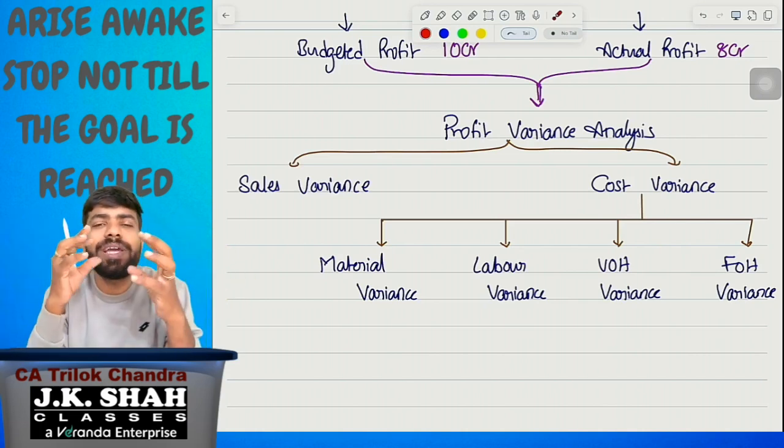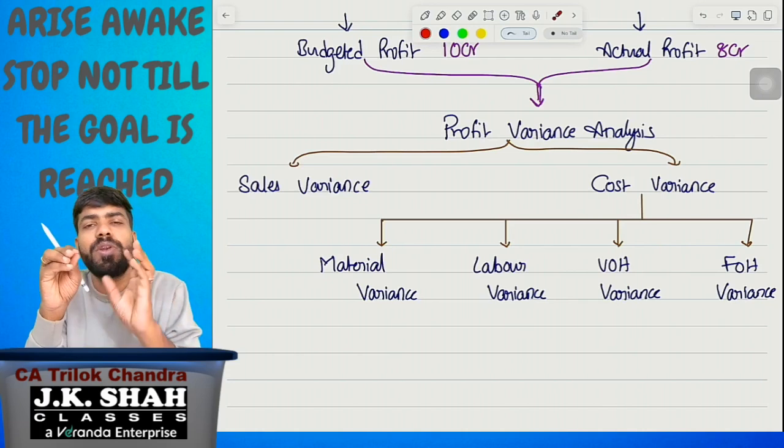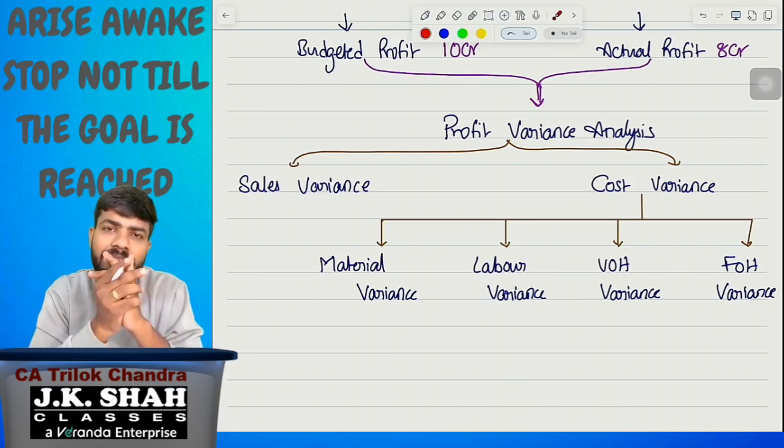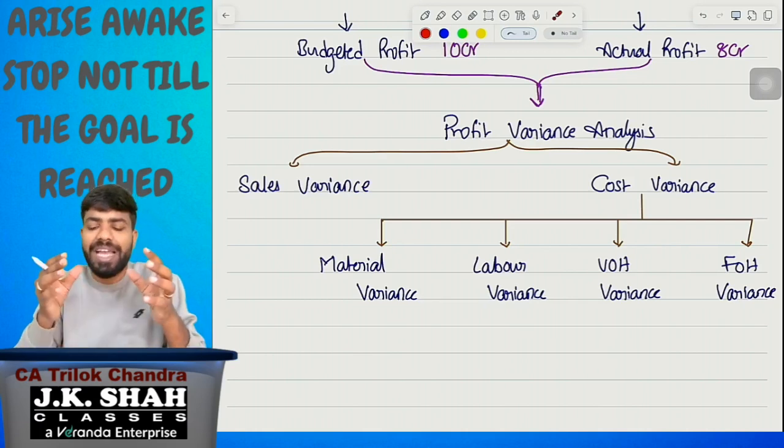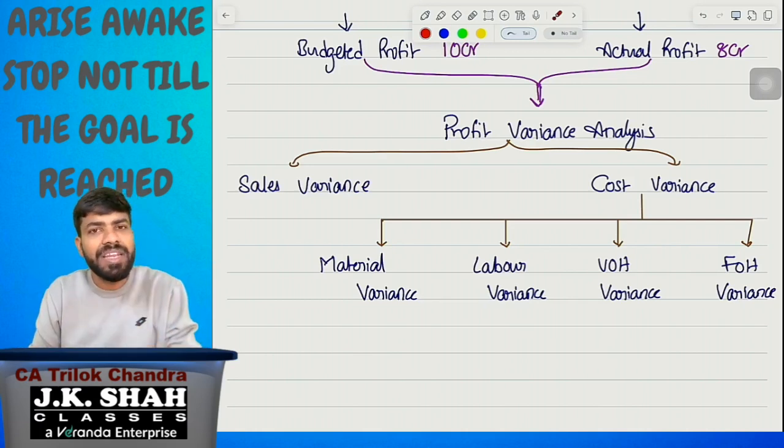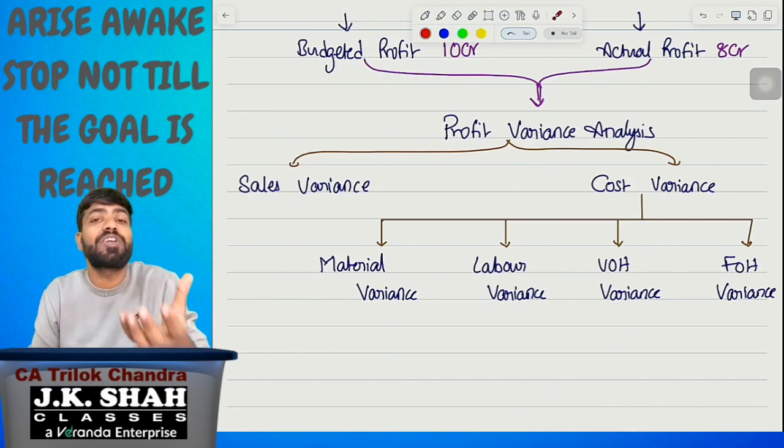Now we need to learn how to calculate material variance, labor variance, variable overhead variance, fixed overhead variance, and sales variance. Let us start with the material variances. See, please understand, once we calculate the variances, based on the variances, the management will take the necessary corrective actions.